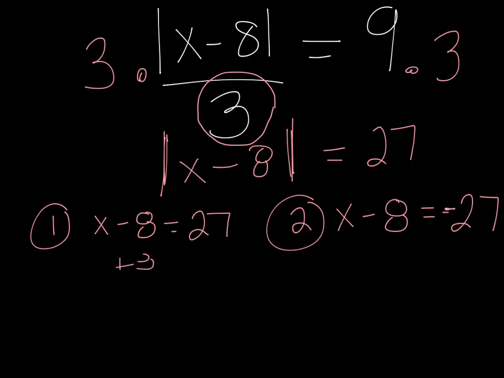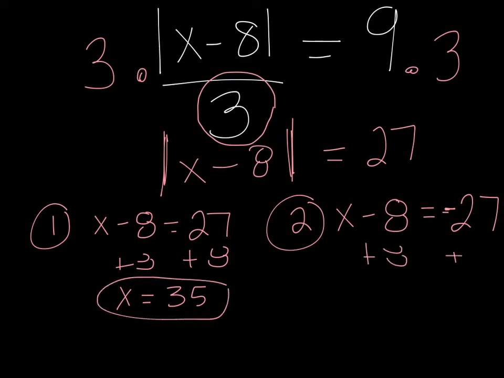Now add 8 to both sides. So x is going to equal 35. Add 8 to both sides. And x also equals negative 19.